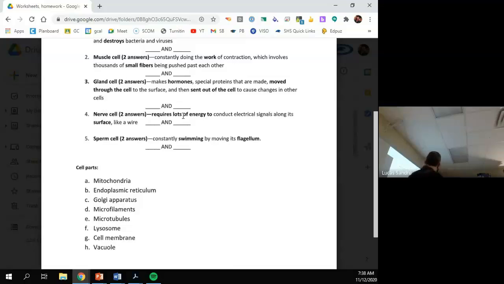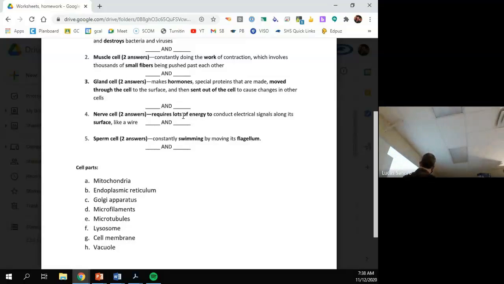What's the surface that I bolded there? Surface. That's the one you pick cell membrane for, because it's got tons of surface area. And the energy part, no brainer, right, Vinny? What is it? Mitochondria, absolutely. So A and G for number 4.